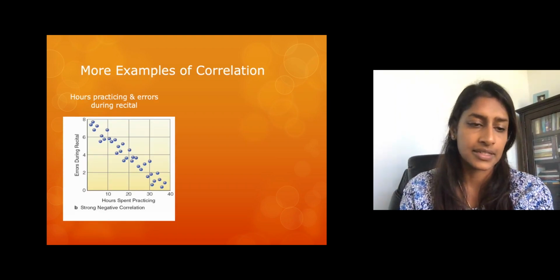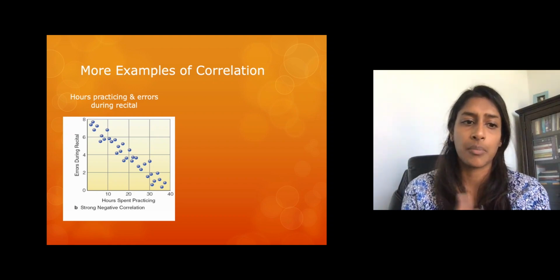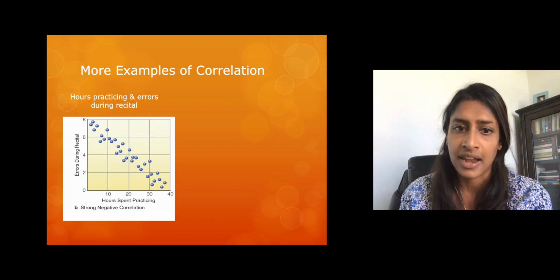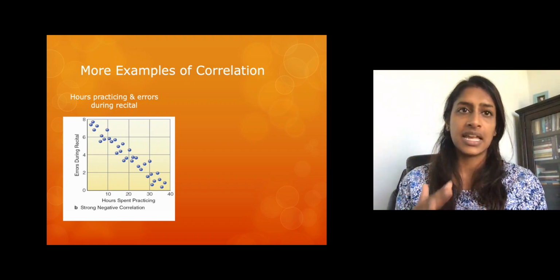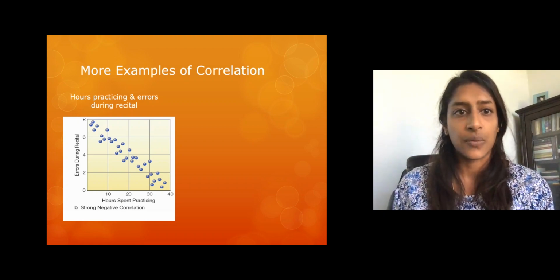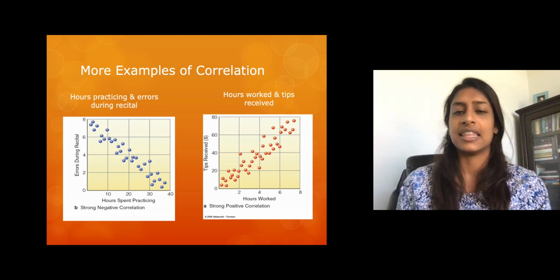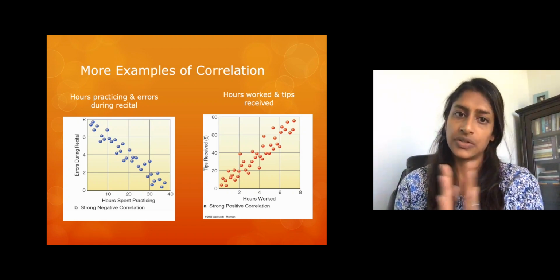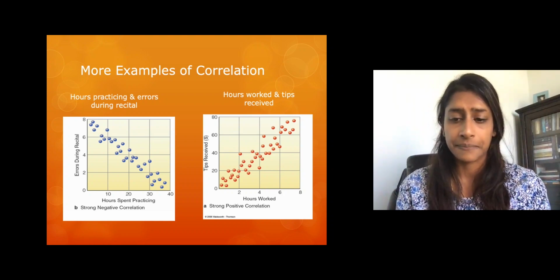I can provide you with lots of different examples. Here's another example looking at the number of hours that one spends practicing and the amount of errors that they then have at a piano recital, right? So the more hours that we spend practicing, the fewer errors that we would have. Here's one looking at the number of hours a person works and the number of tips they receive. So here there's a positive correlation. The more hours I work, the more tips that I tend to get.